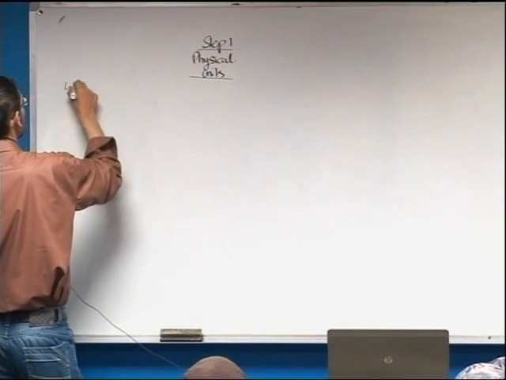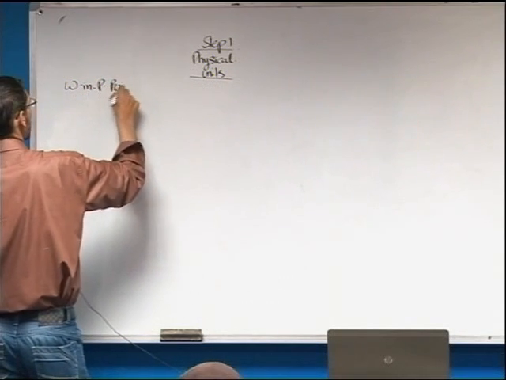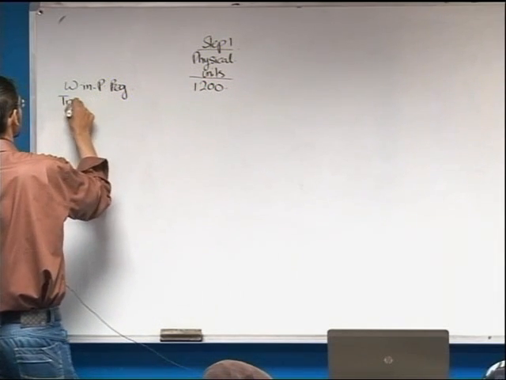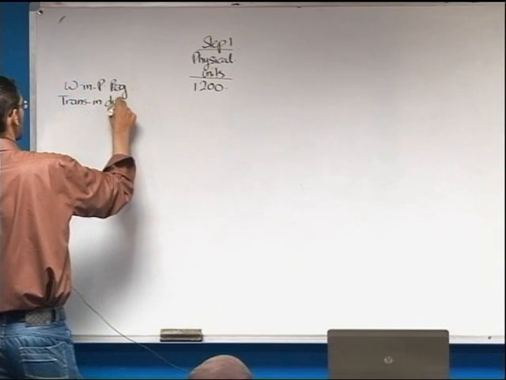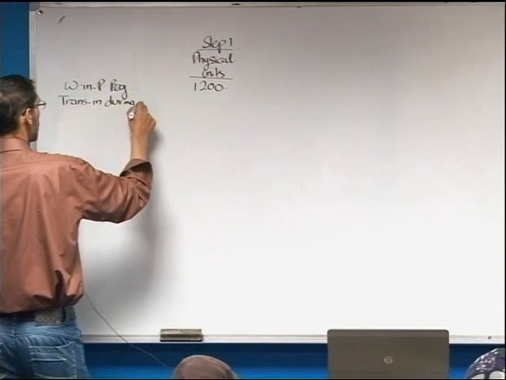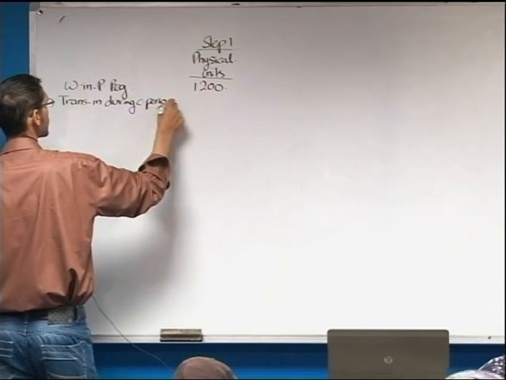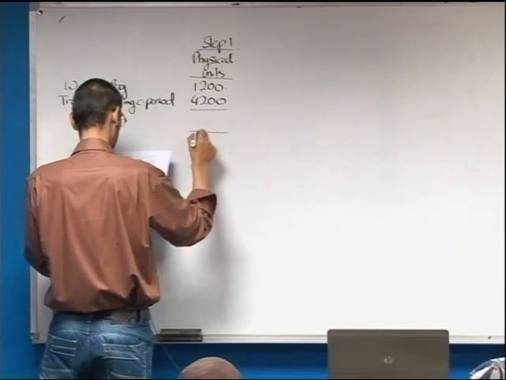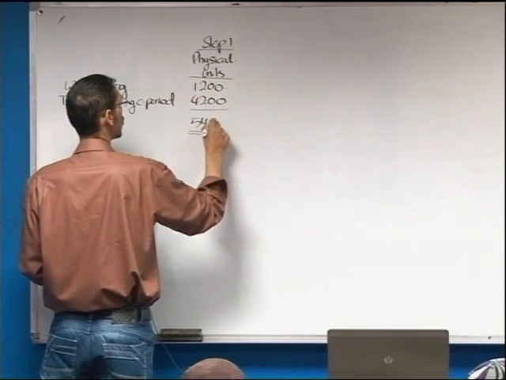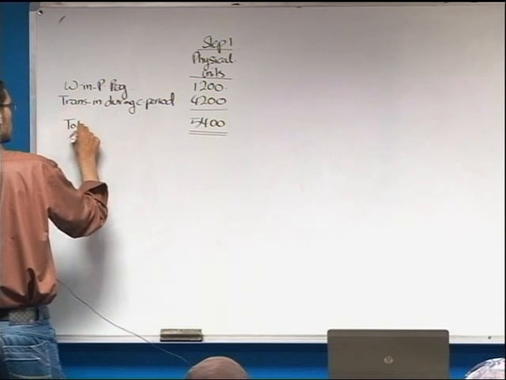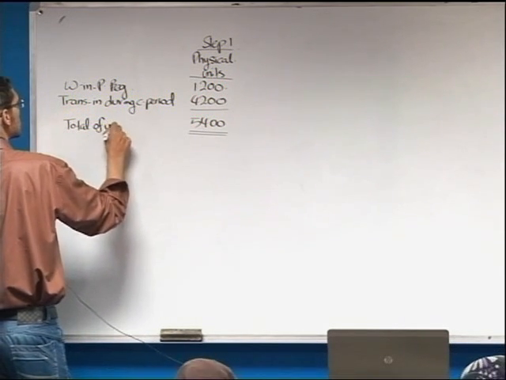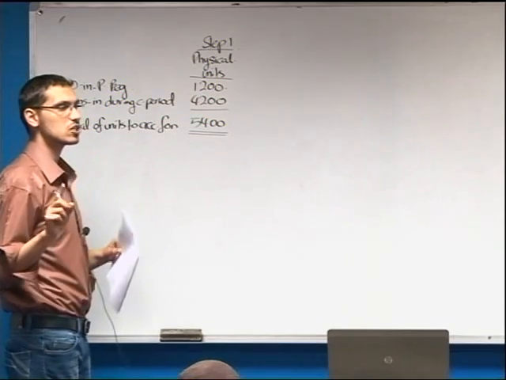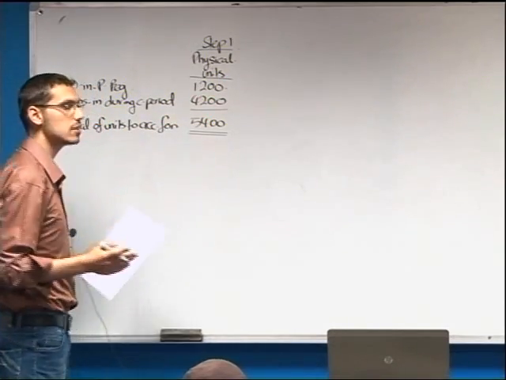The work in process beginning, we have 1,200 units. The transferred in during the current period is 4,200. Therefore, the total would be 5,400, which is the total of units to account for. Excellent. This is the answer to the first question. Let us answer now the second question: where did these units go?